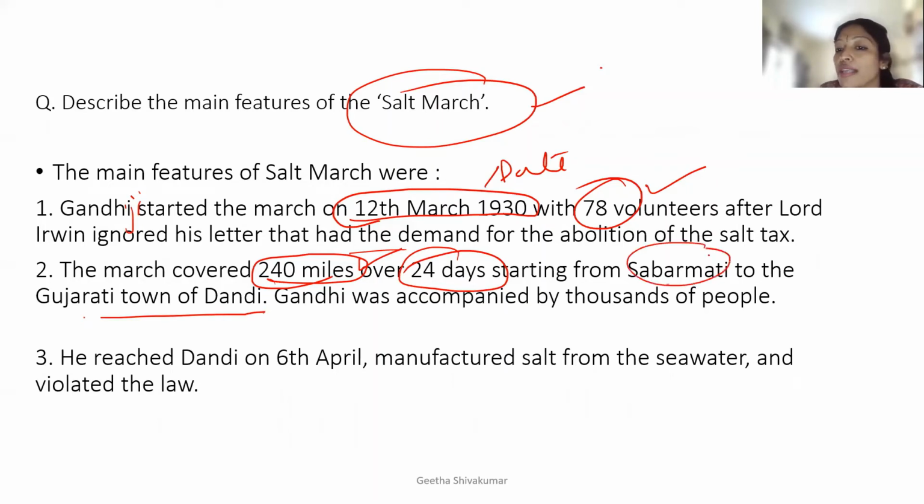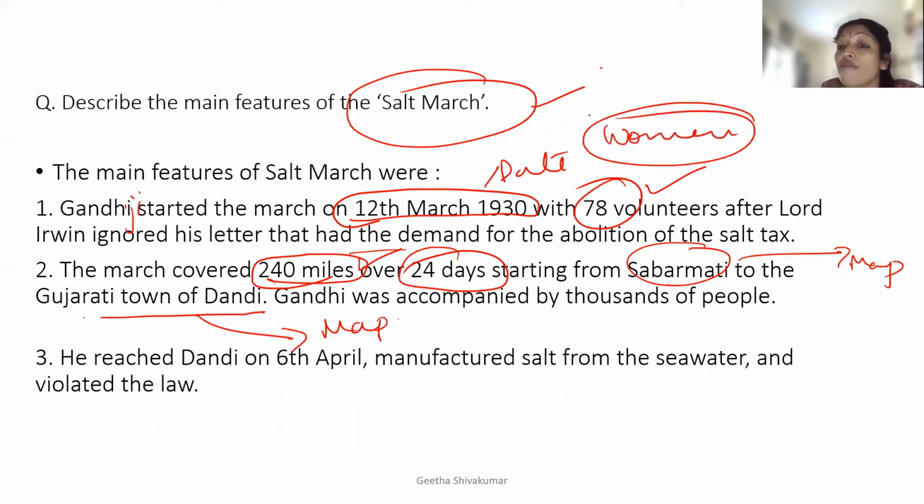Sabarmati is your map question, and Dandi is again your map question. Gandhiji was joined by thousands of people, and even women's participation was seen for the first time. In the non-cooperation movement, we had not seen women's participation. But in the civil disobedience movement, the Salt March, which was its beginning, we have seen that even women participated.